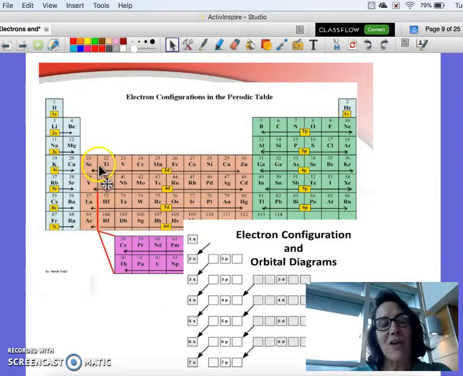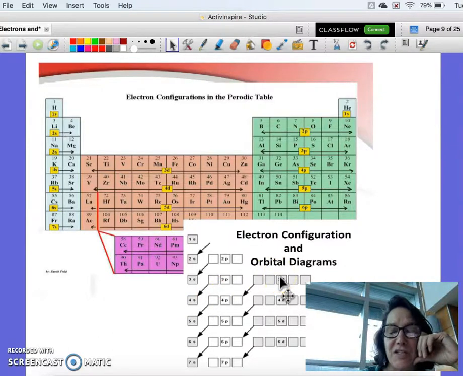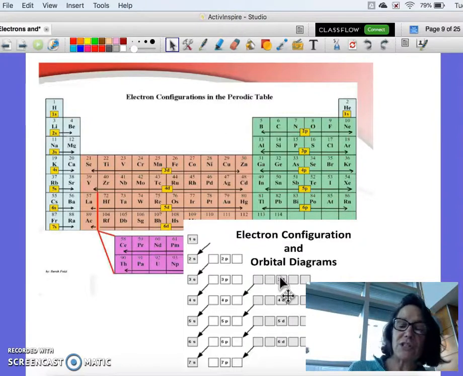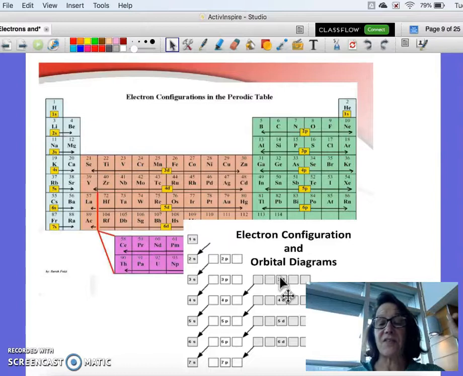But then I go to what is called the 3d up here. So after the 4s, I go to the next line and I'm into the 3d. And think about it. The D sublevel first appears in the third energy level. First energy level has only an S, the second has the S and the P, the third has the S and the P and adds the D. So this is actually 3D.